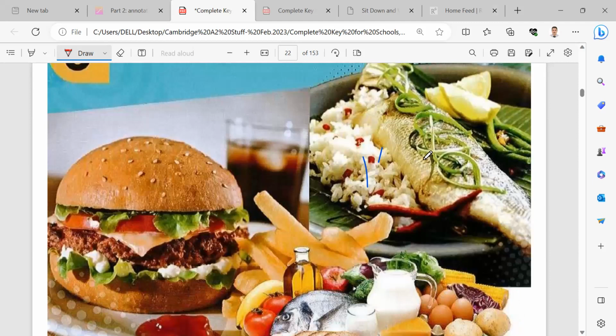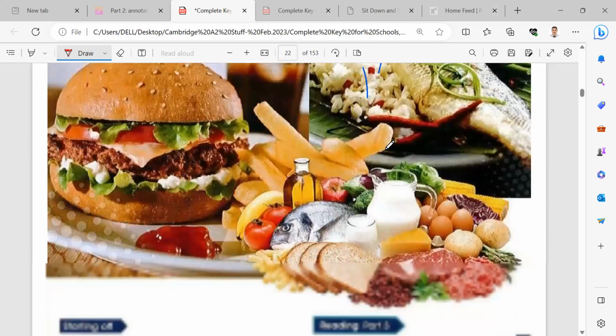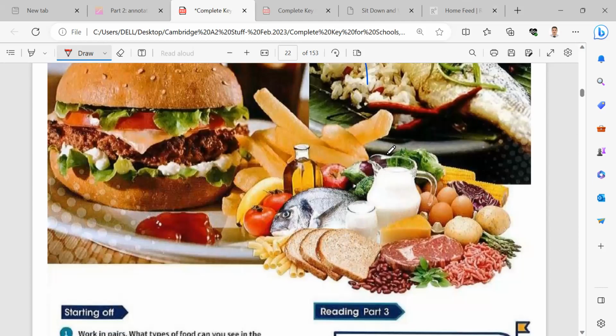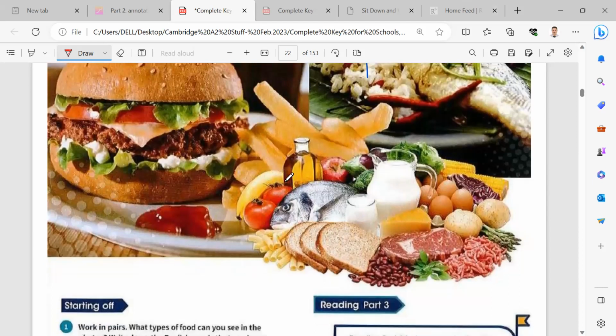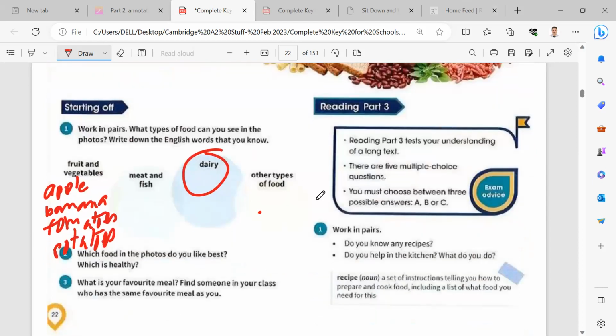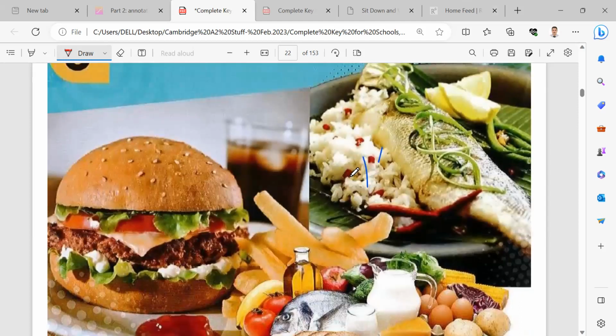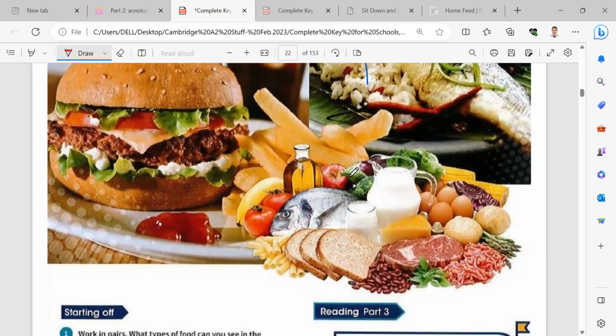Can you see any chicken? I don't see any chicken. Yes, no chicken here. What about dairy products? Cheese. Cheese, yeah. Milk. And milk.